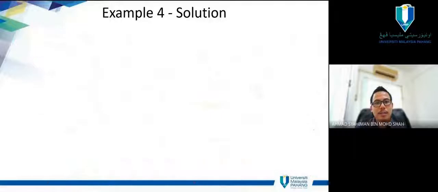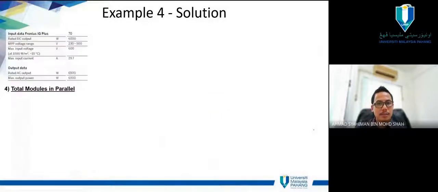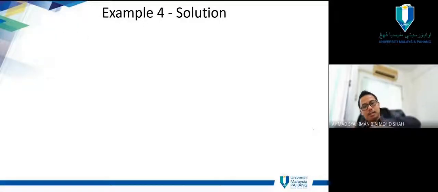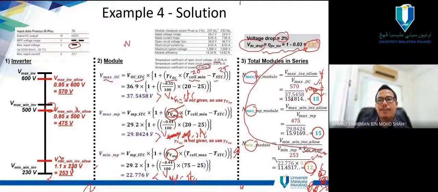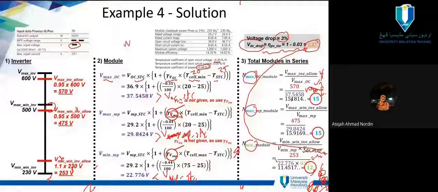Boleh ke maksudnya? Faham tak maksudnya? Ya, tu saya habiskan ni. Boleh faham tak? Minimum number tu 12, dia sampai 15. So antara 12 sampai 15 lah modules tu dalam satu string. Faham, sir. Okay.